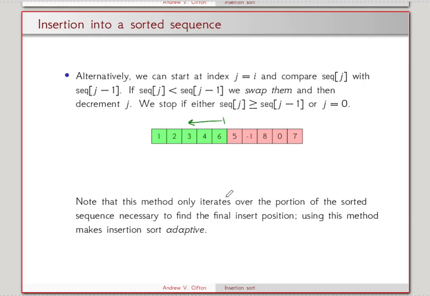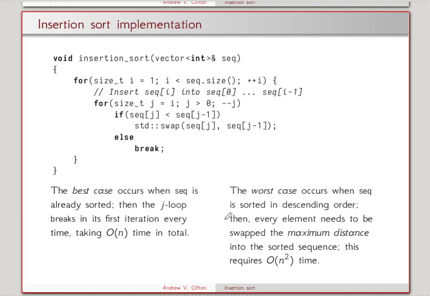Note that with this method, I only drag things as far as necessary. I'm not looping over the entire sorted section. I'm only looping over the part of it that I need to drag the 3 or whatever into the correct position. So if I use this version, working right to left, that's going to make my insertion sort adaptive. Here is the code for insertion sort.